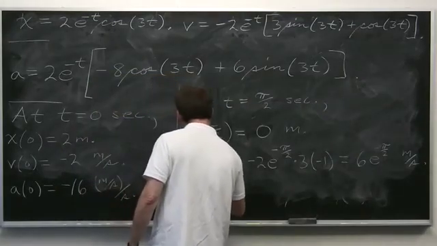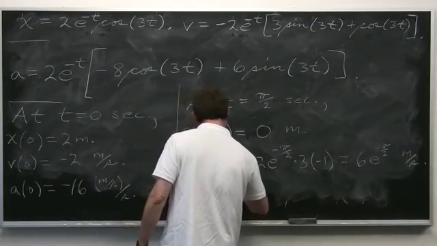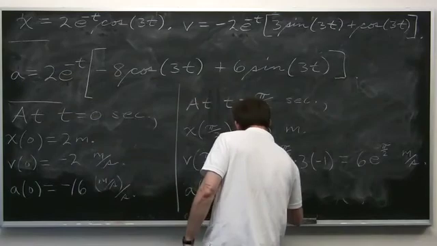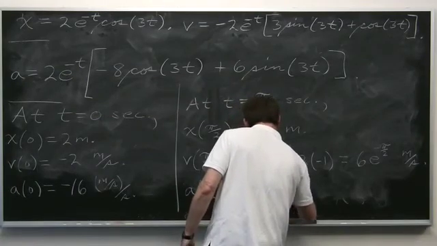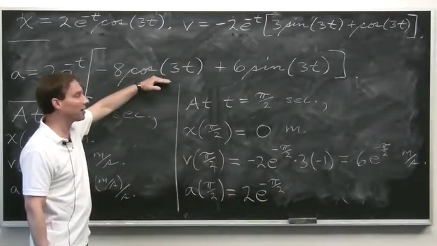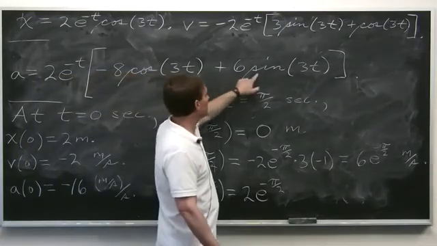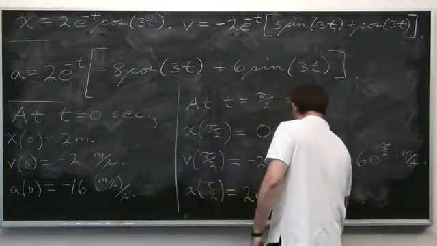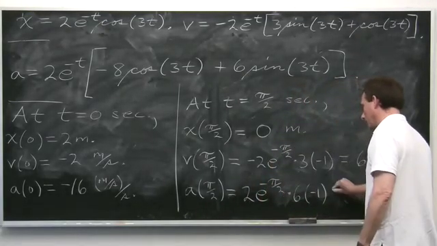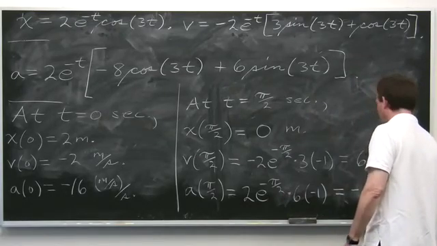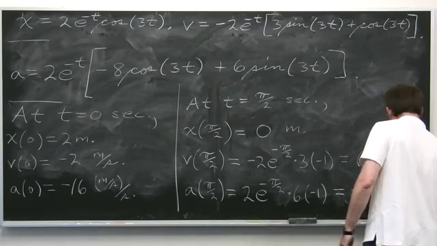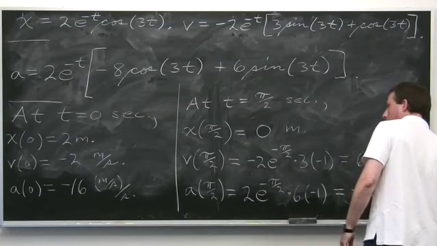Finally, the acceleration at time pi over 2. All right, you get a 2 e to the minus pi over 2 times what? All right, time pi over 2. This is cosine of 3 pi over 2. That's 0, but we get a 6 times minus 1. Times 6 times minus 1. So that is a minus 12. Minus 12 e to the minus pi over 2 meters per second per second.